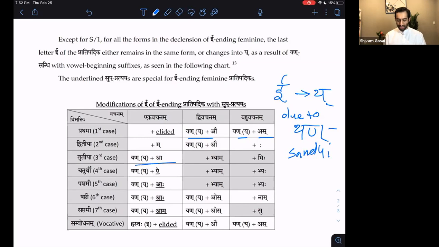Nadi becomes nadya plus a, so nadya. Becomes nadya plus ai, so nadyai, etc. So that E becomes ya, and then these same suffixes which we've seen in Ganga Shabda, even Sarva Shabda, are applied just as they were before. Before we saw Gangayai, but now here it's Nadyai, for example.